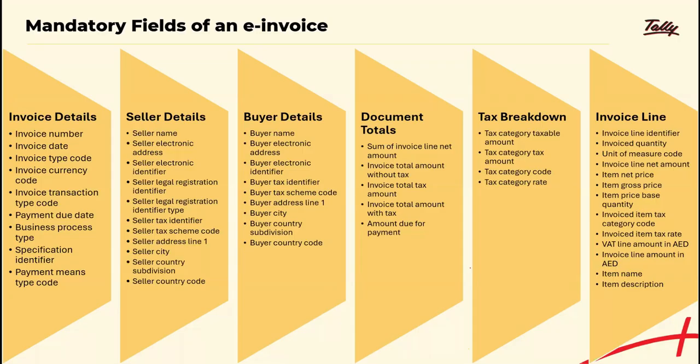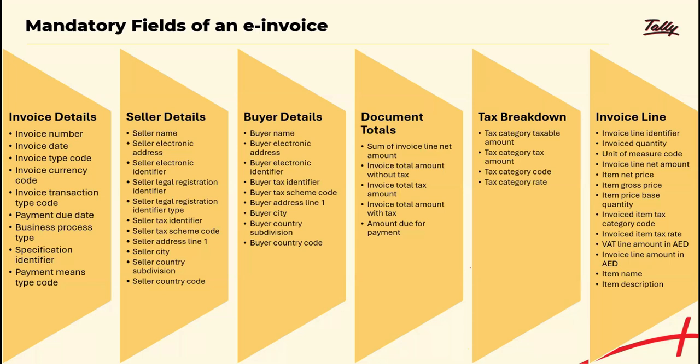So make sure that before processing for e-invoicing, your data is ready. Each and every field should be filled properly and updated in your system: your company invoicing detail, seller invoicing detail, buyer invoicing detail, document totals, tax breakdown, and invoice line items. Everything is required by the FTA for e-invoicing, so make sure this information is ready and correctly updated in your system.